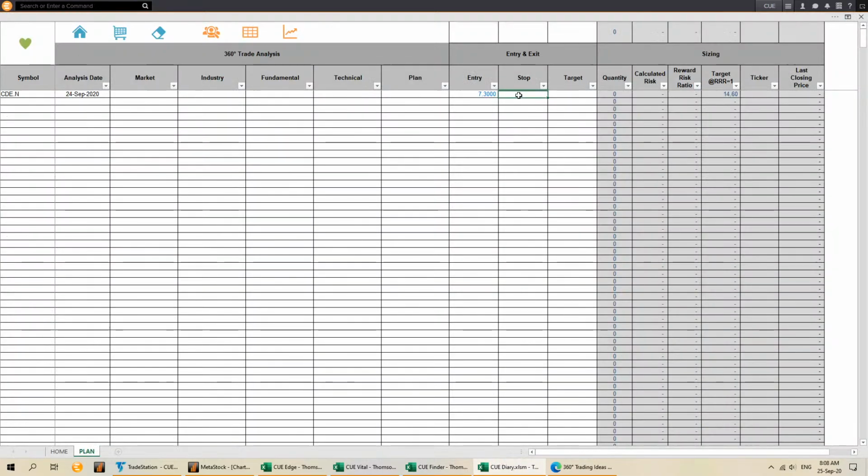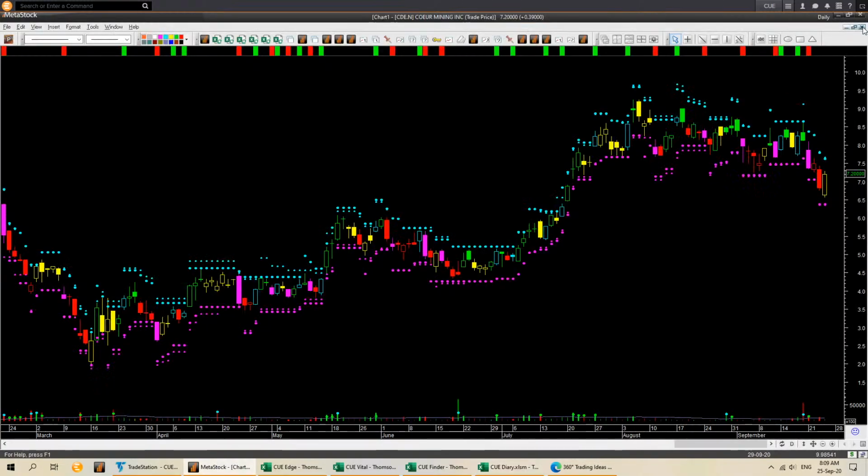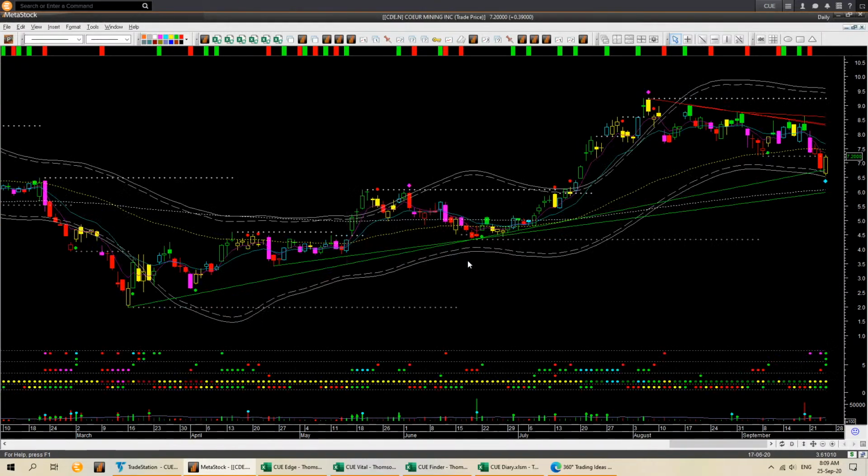I'm going to go to the diary and I'm saying my stop is 6.37. Now I want to decide my target. One logical target is of course the upper end of the range, that is the memory resistance line. Let me take that as my initial profit target, that is at 6.35.